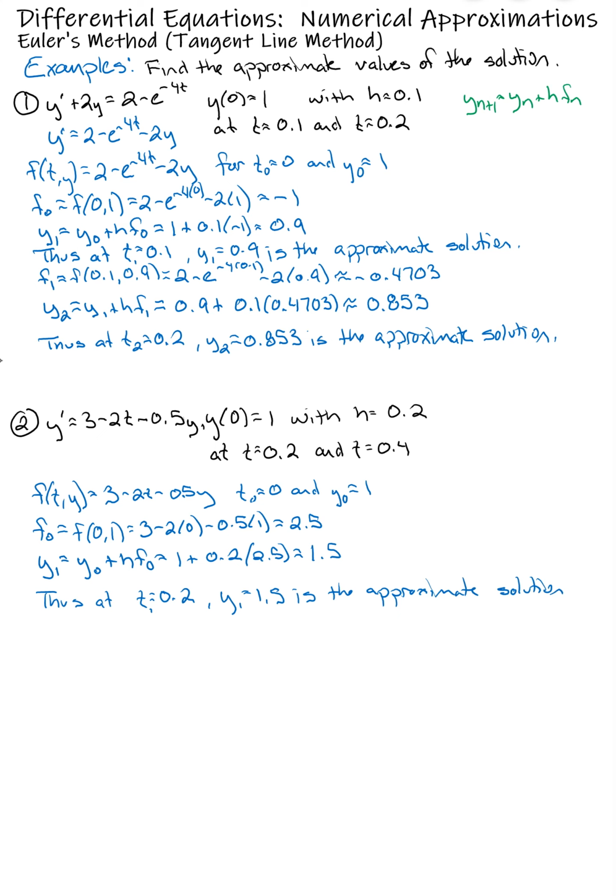How about at t equal to 4/10? Let's continue on now and just use that first value. Let's find f1. Remember, f1 is the function f evaluated at t1 and y1. So that's going to give us f1. So f evaluated at 2/10 and 1 5/10. What does that give us? 3 minus 2 times 2/10 minus 5/10 times 1 5/10.